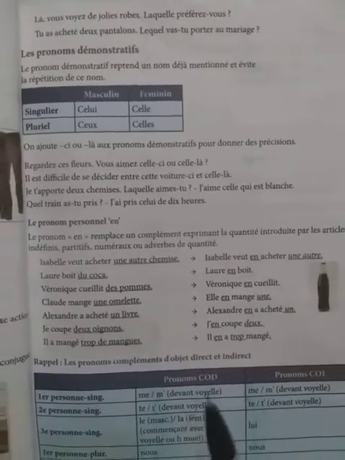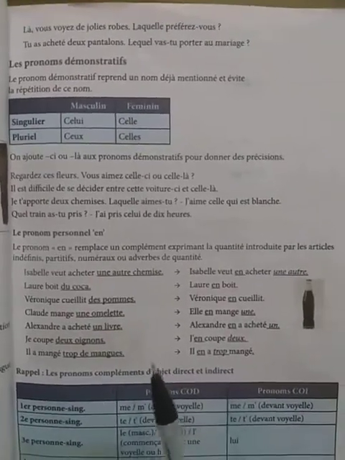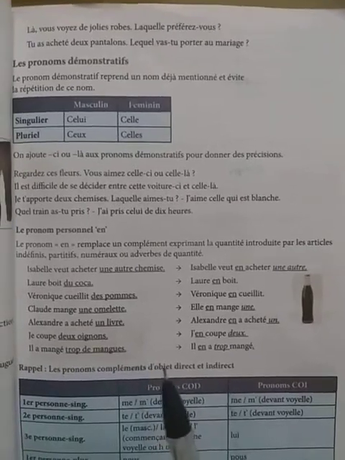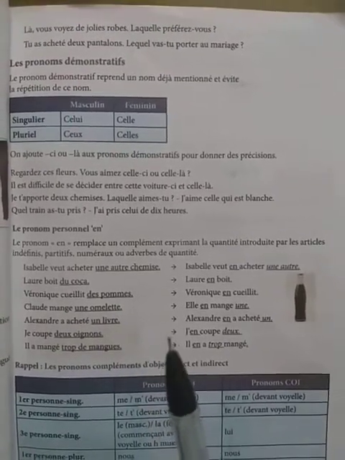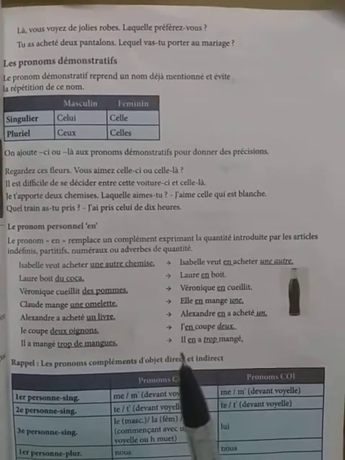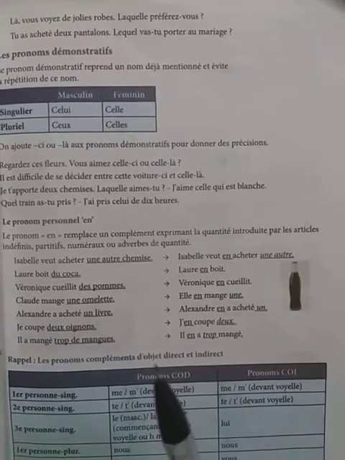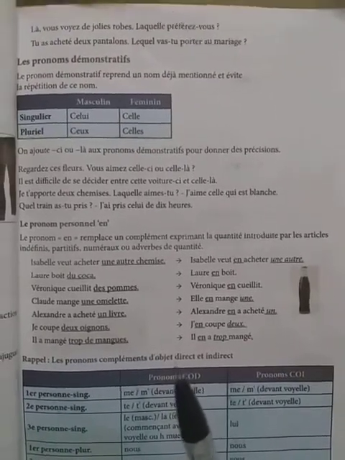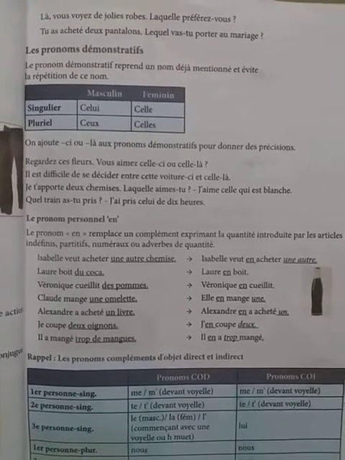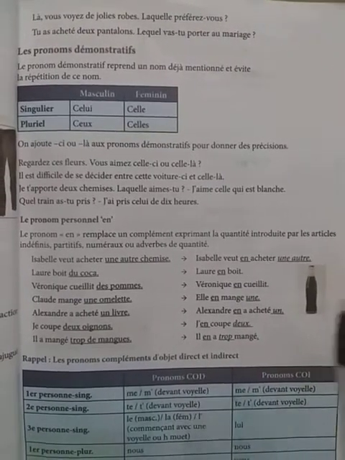Then next topic, the demonstrative pronoun. Already you have seen the demonstrative adjective last year. What are the demonstrative adjectives? Ce, cette, cet, ces. Four: for masculine, then feminine, then for vowel, then for plural. Four demonstrative adjectives you have seen last year.